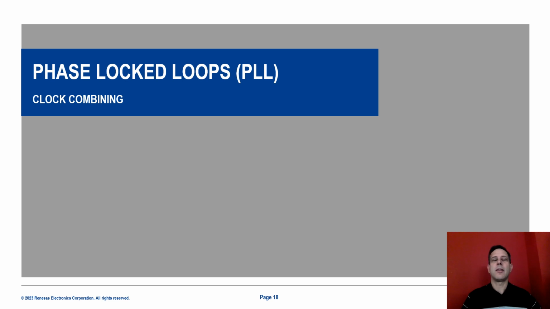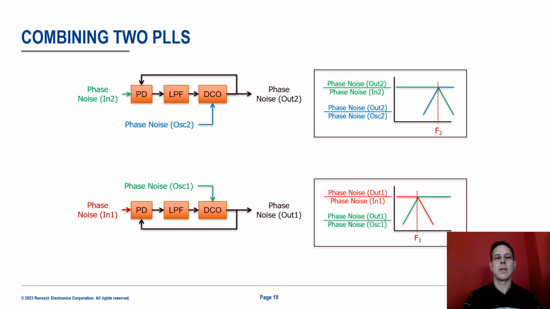Now that we've talked about a lot of the general concepts and principles of a phase lock loop and also the different characteristics of noise transfer, let's look at some interesting applications that can be used with phase lock loops, such as clock combining. So what is clock combining? Well, it can be seen if we look at two phase lock loops independently. They're each going to have their own low pass and high pass filtering characteristics, where the low pass represents the input to output relationship and the high pass represents the local clock to output relationship.